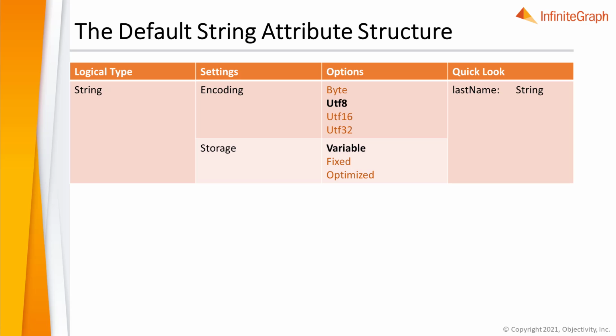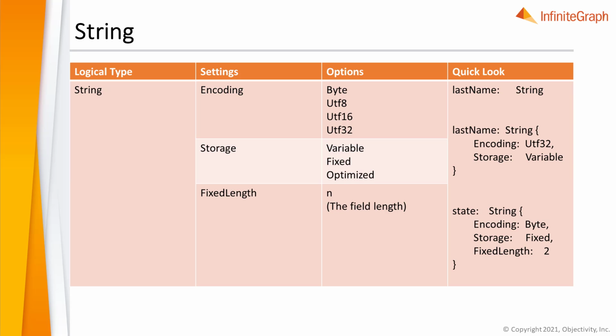In InfiniteGraph, if you simply declare an attribute to be of type string, the encoding will automatically be set to UTF-8 and the storage will be variable. A sample declaration is shown in the quick look column. Last name, colon, string. But we have more options. The encoding can be byte, UTF-8, 16, or 32. The storage can be variable, fixed, or optimized. When you use the fixed or optimized storage, you have to set the value for fixed length.